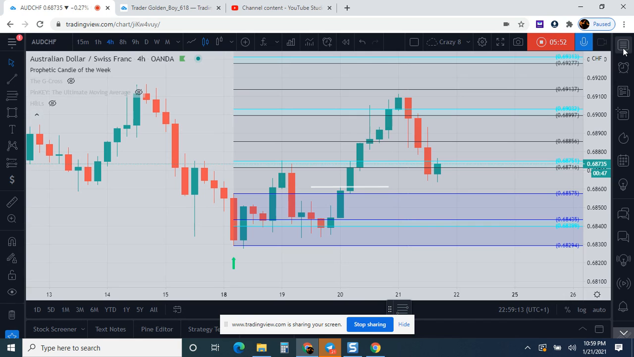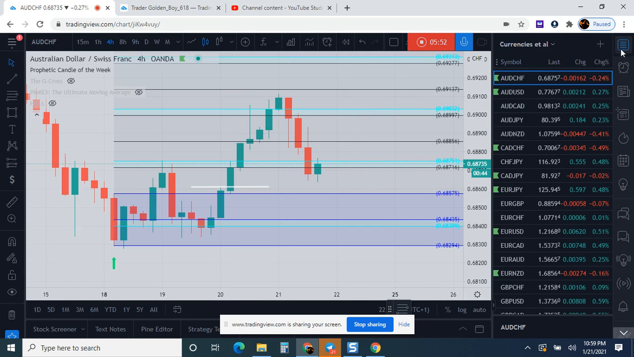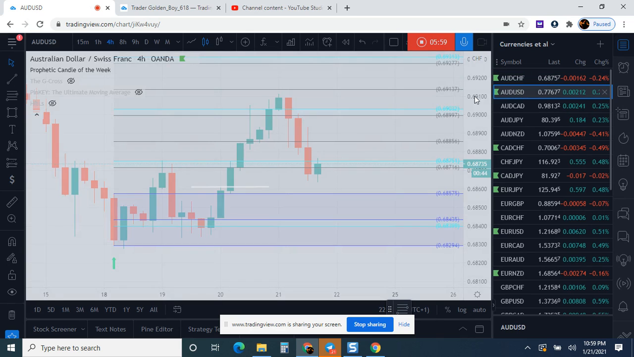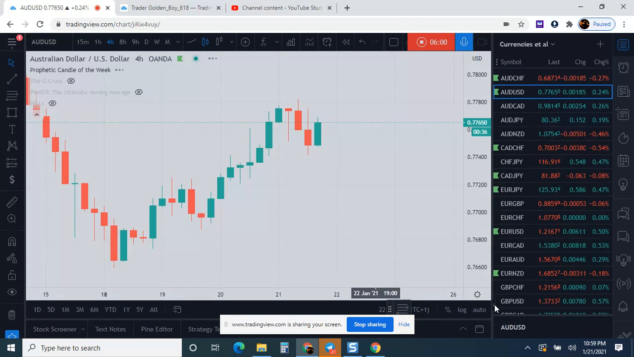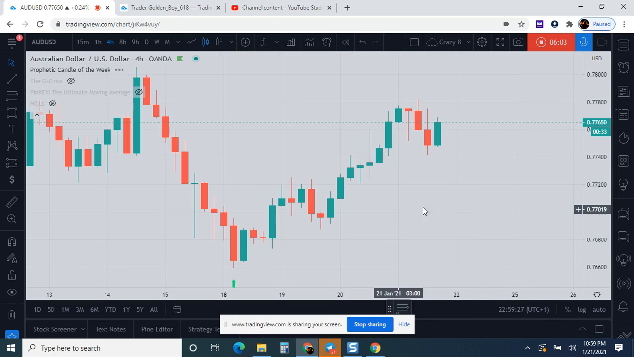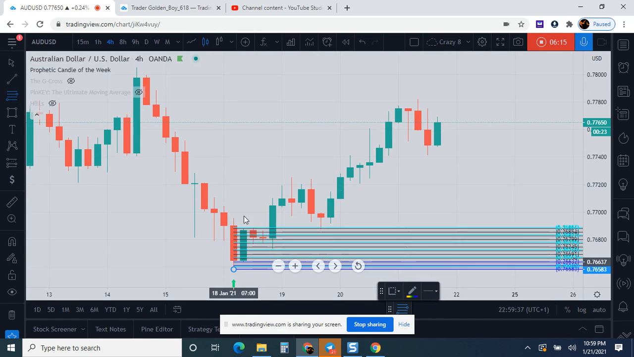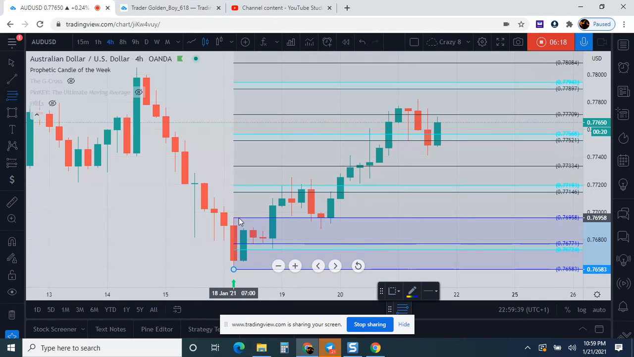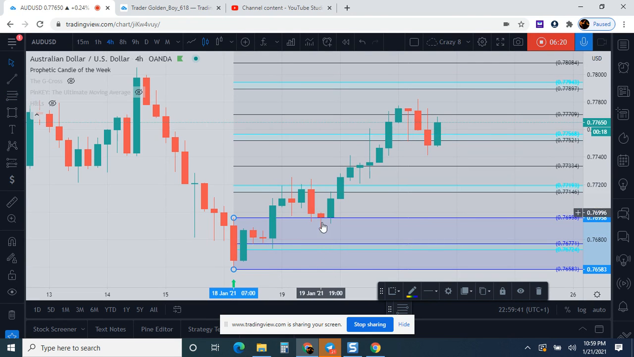Now let's look at another Australian pair. Let's pick AUD USD and see how we would have played AUD USD using the prophetic candle in conjunction with the AQZ Fibs. So here again we have a bullish telling us we should be looking for buys. Again, I draw my AQZ Fib from beneath to the top. Price broke. When price came into this area, we'll be planning to buy.